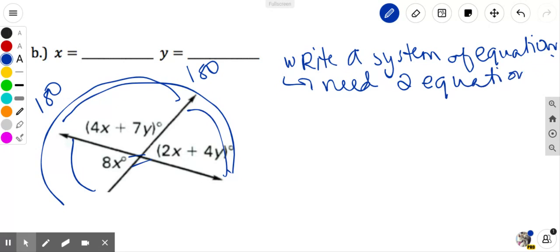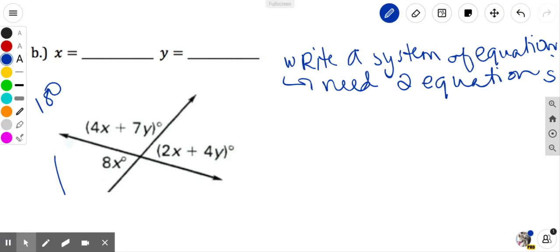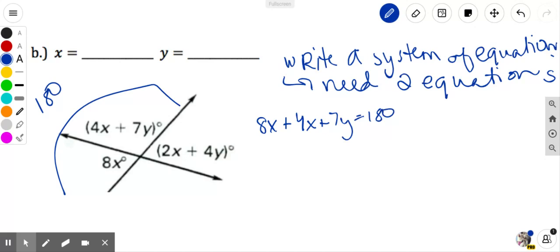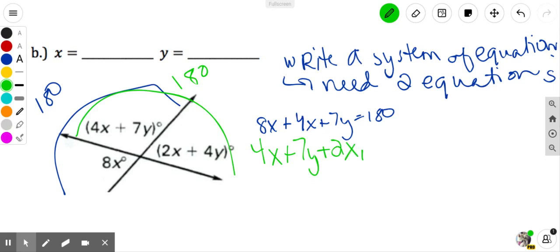I'm going to do the two that are 180 because they'll be set up already for elimination. So I'm going to use these two adding to 180, and then I'm going to use these two adding to 180. So then the second equation is 4x plus 7y plus 2x plus 4y equals 180.